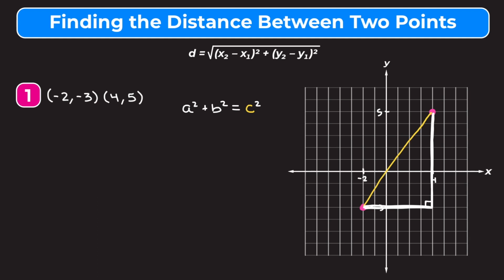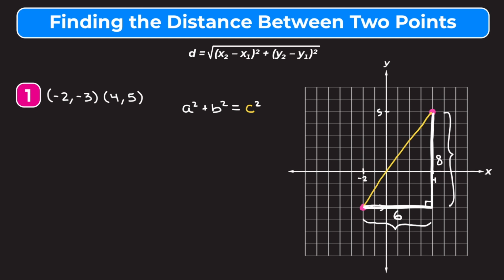If we look at the bottom leg of our triangle, this one right here, and we just count how many blocks there are, we'll get that this distance is 6. So we know that that one side is 6. If we do the same thing for this other leg over here, if we count the blocks, we should get a length of 8. So now we can use these sides to find the hypotenuse, which again is the distance between the 2 points.